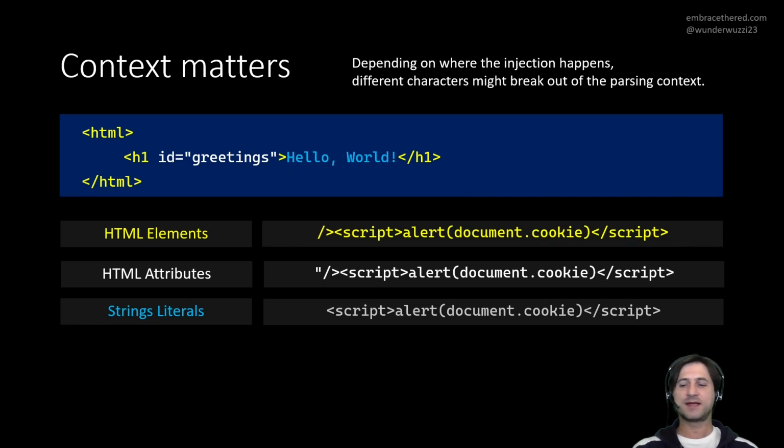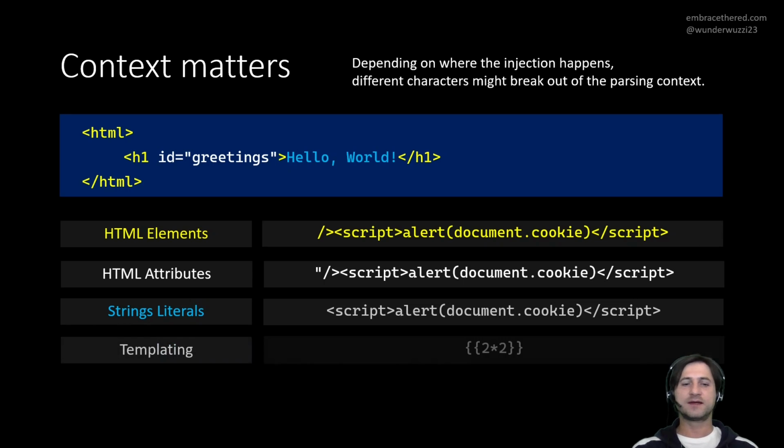A URL might be another example, or templating, which is a client-side vulnerability. It could also be server-side, but often with Angular, for instance, it would be on the client side. So the attacker is trying to break out of this parsing context and then control the rest of the document at this point. So it's an injection vulnerability.